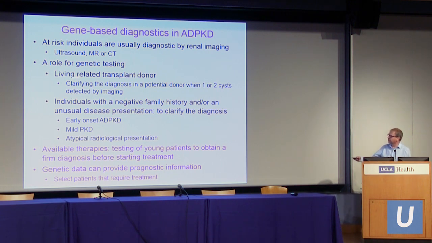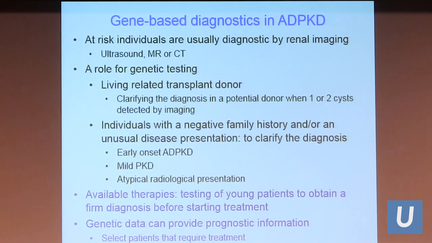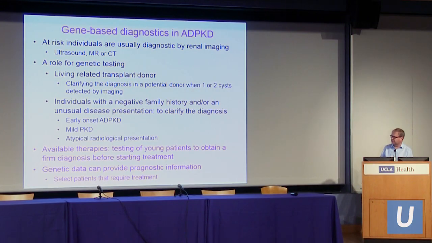So what about a role for gene-based diagnostics in ADPKD? You've already heard that imaging is widely used to diagnose the disease in at-risk individuals. But I think there is a role. We've already talked about the living-related donor situation, and I'll show you an example of that. We also talked about the atypical radiological presentations where we have asymmetry. Can genetic testing be helpful there? Sometimes, I would say. I think early onset ADPKD, where we have mild disease with just a few cysts, we're not sure if it's a genetic disorder. And in all cases, I think, where we have a negative family history, and again, we're not sure exactly what we're dealing with, genetic testing can be important.